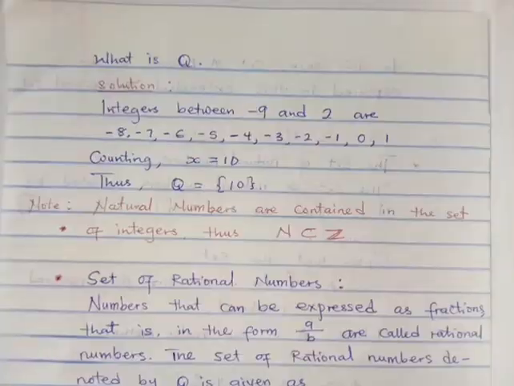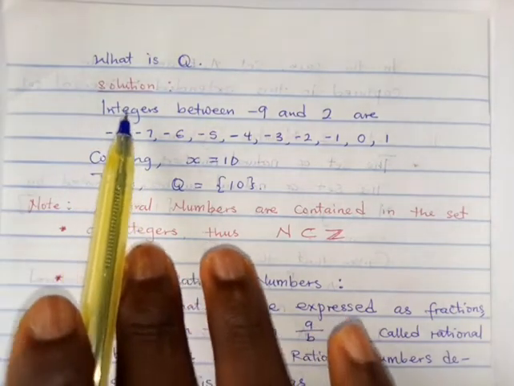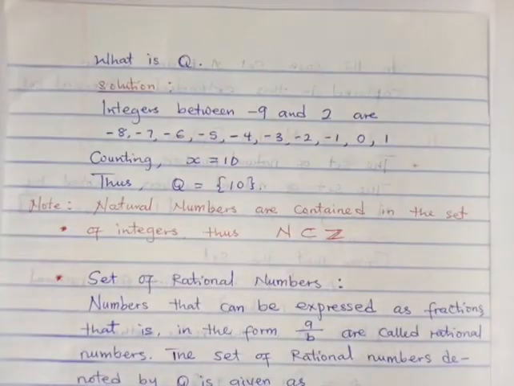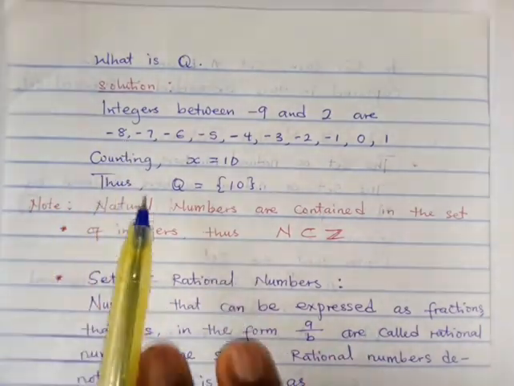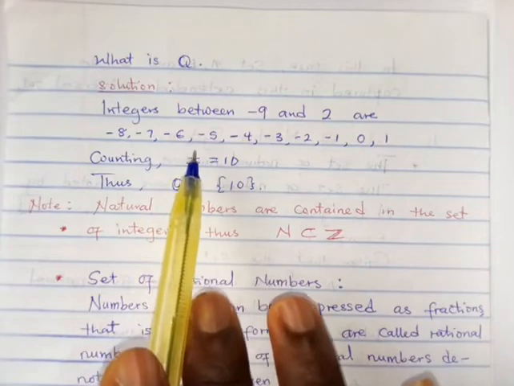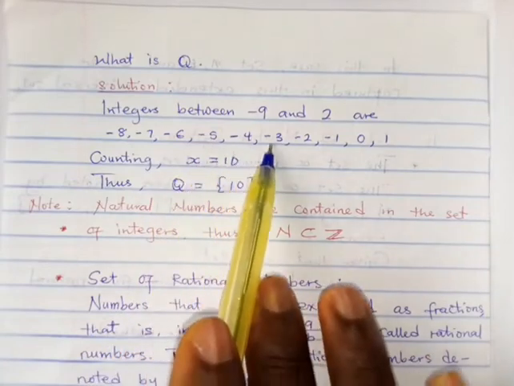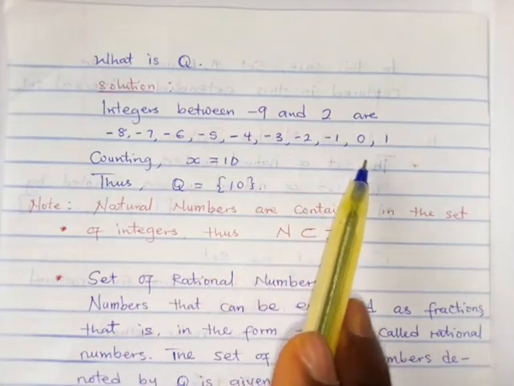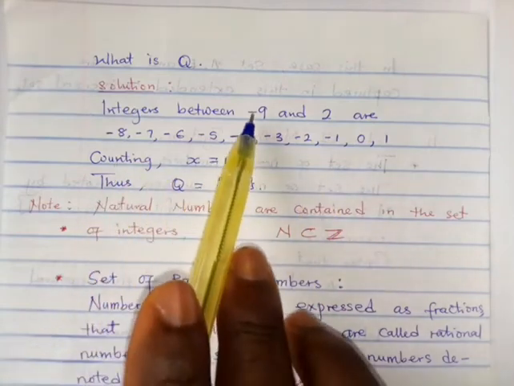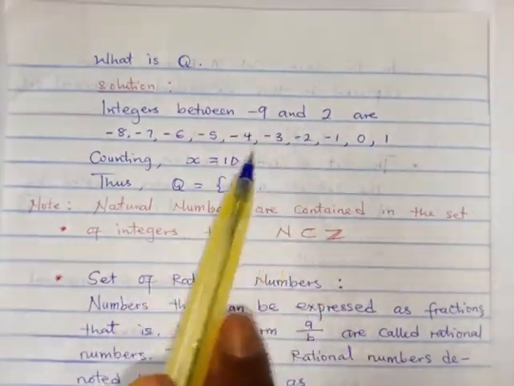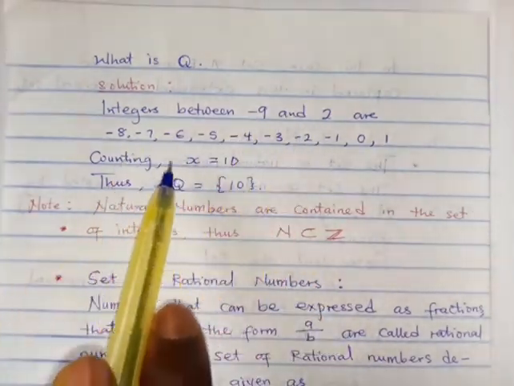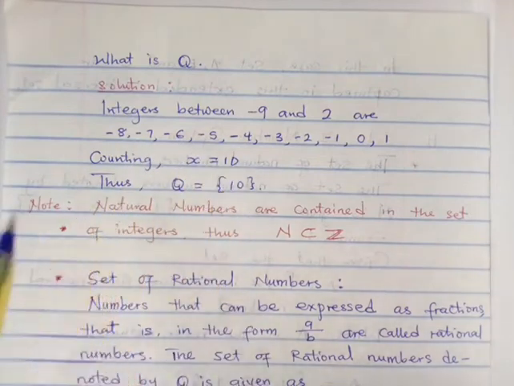Next page. What is q? The integers between -9 and 2 are -8, -7, -6, -5, -4, -3, -2, -1, 0 and 1. These are the integers between -9 and 2. So if we were to count them, we'll see that they are 10 in number. Thus, our set q is equal to 10 if we were to write it using the roster method.